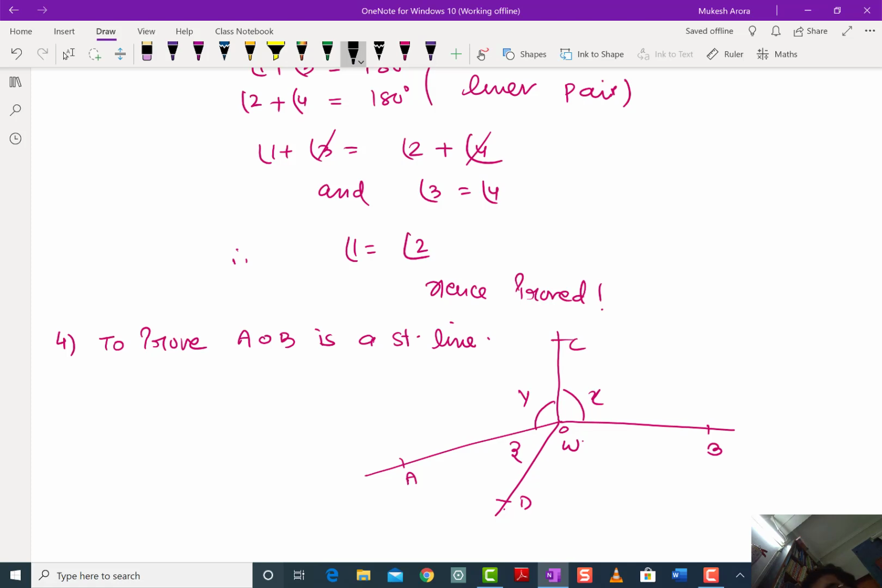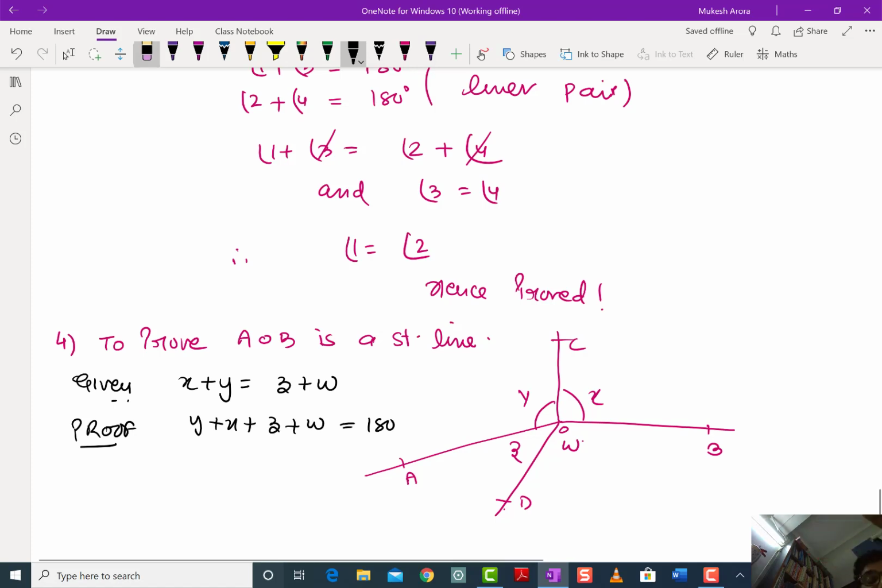Now you are not supposed to go by what you see here, you have to go by the actual information. If you have to prove that AOB is a straight line, that means you have to prove that x plus y is equal to 180, right? And given to us is x plus y is equal to z plus w. In proof we will write y plus x plus z plus w is equal to 360.